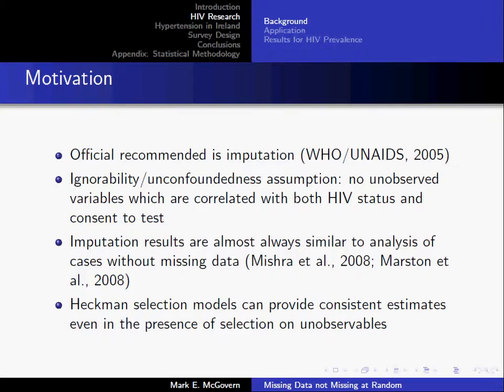So imputation, let's say we know someone's education, we know their age, we know the relationship between age and education from our data, and HIV in our data set. So we predict missing HIV based on what we observe. So remember, we have this ignorability assumption here, that there are no unobserved variables which are correlated with HIV status and consent to test. The interesting thing is if we look at the imputation results, and the results where we just analyze the data set as if we know missing data, they're almost always very, very similar. So this is exactly what you would expect if it's the case that the missingness is driven by something outside the data set like HIV status. And again, the good news is that Heckman type selection models can potentially account for this.